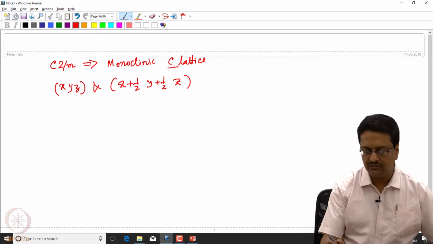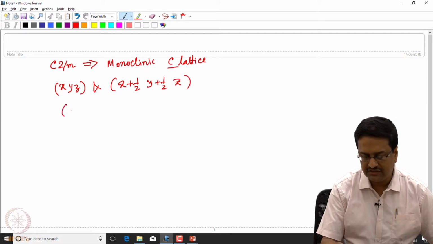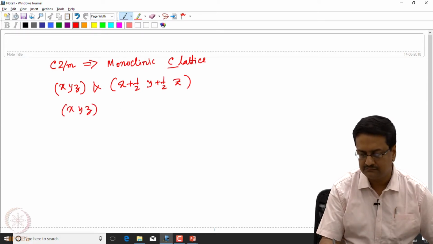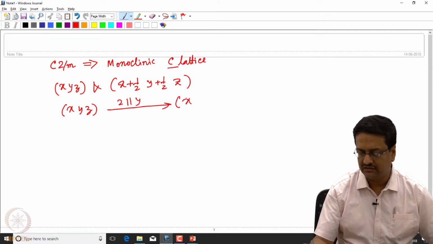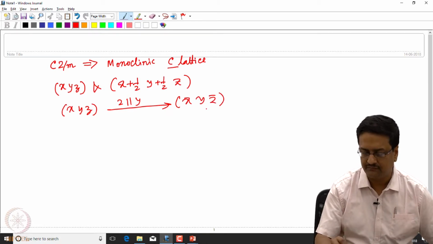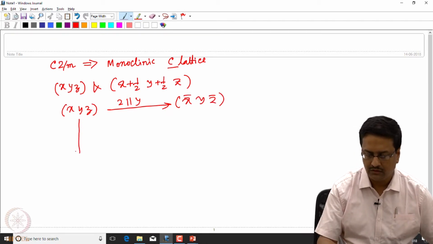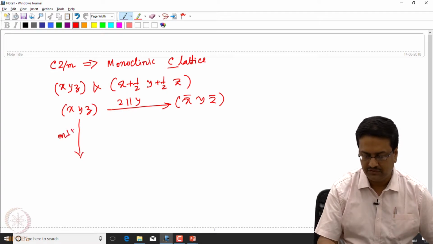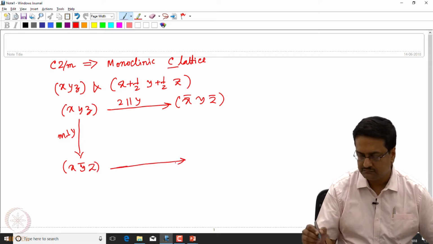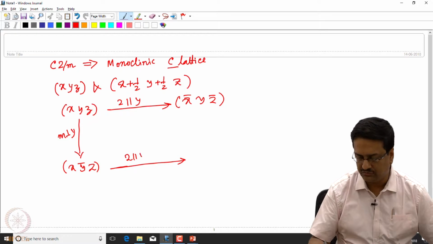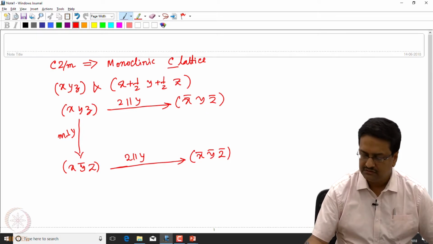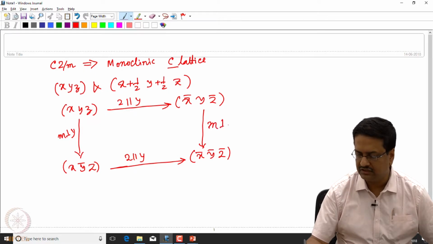So what we should now do is apply the symmetries on both x, y, z. So we apply 2 parallel to y, you should get x bar, y, z bar. We apply M perpendicular to y, we get x, y bar, z. You again apply 2 parallel to y, you would get x bar, y bar, z bar, and then if we try to relate, it is again mirror perpendicular to y.